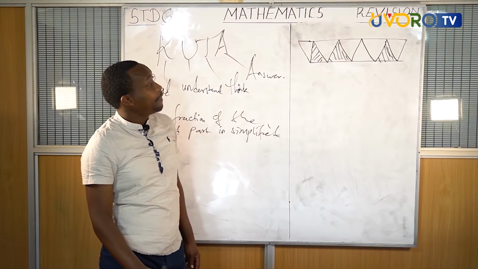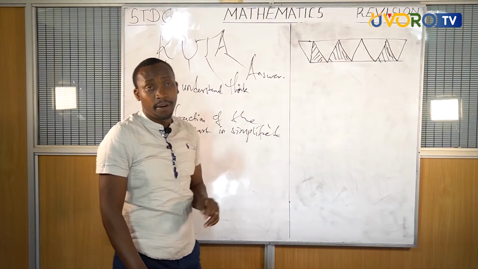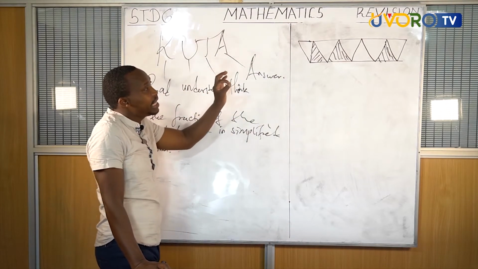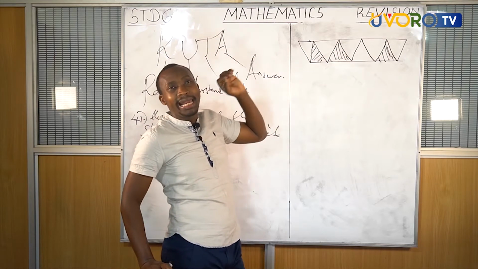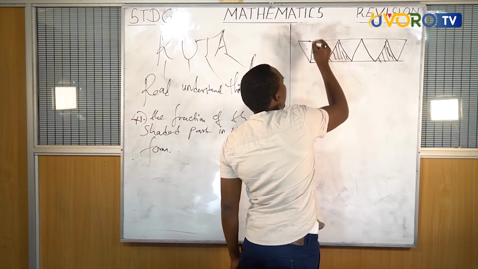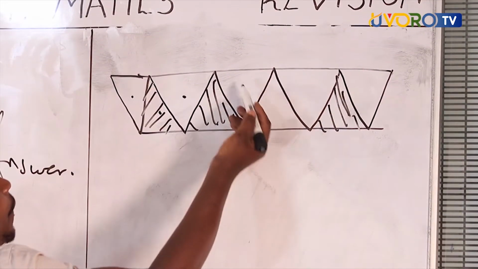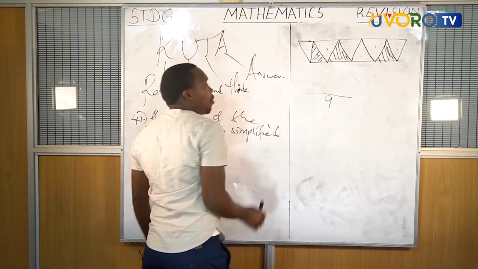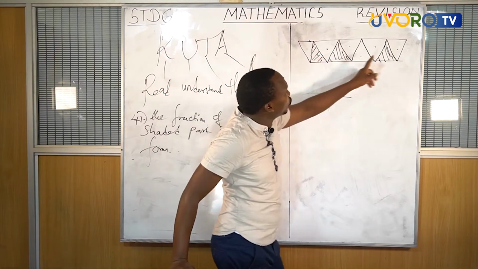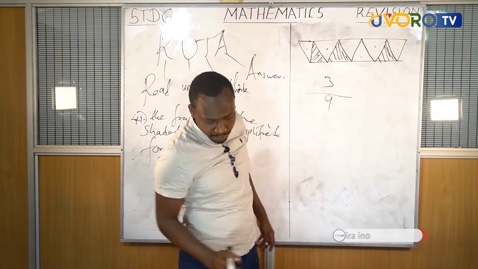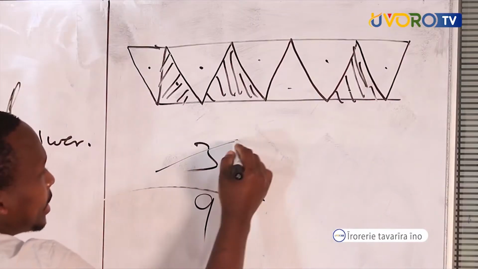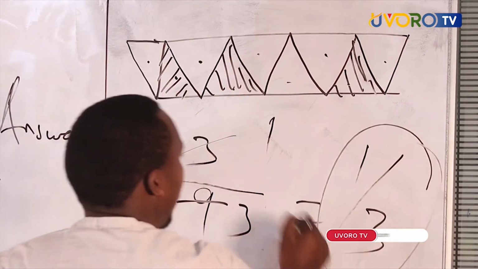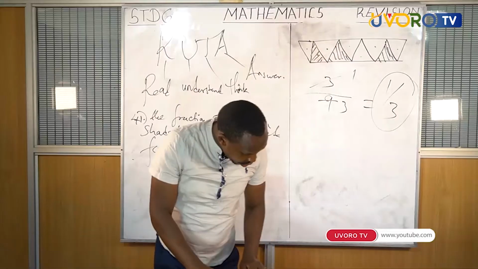Now, before we continue, you need to use the formula ROUTER, R for the studying. Just to see how many triangles are there inside that figure. 1, 2, 3, 4, 5, 6, 7, 8, 9. So they are 9. How many are shaded? 1, 2, 3. In the simplified form, it is 3 by 3, 1 by 3. So the shaded fraction in simplified form is 1 over 3.